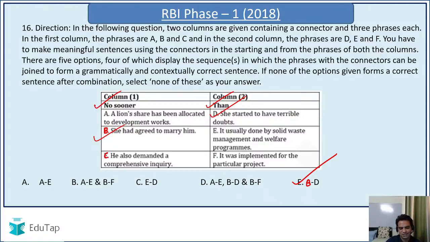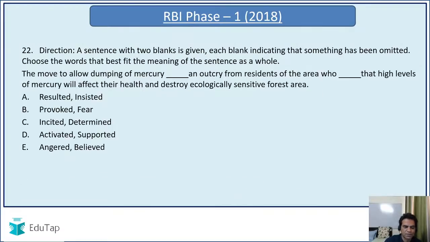Good job, guys. So I think now you know how to connect these columns. It is very easy. You just need to understand the flow of the sentences. Got it? All right, guys. Moving on to the next question. Now these are tricky ones, so please be very, very careful. In this, again, they have given two blanks in one sentence, and you have to choose which pair would be perfect for this particular blank. Yes, guys.